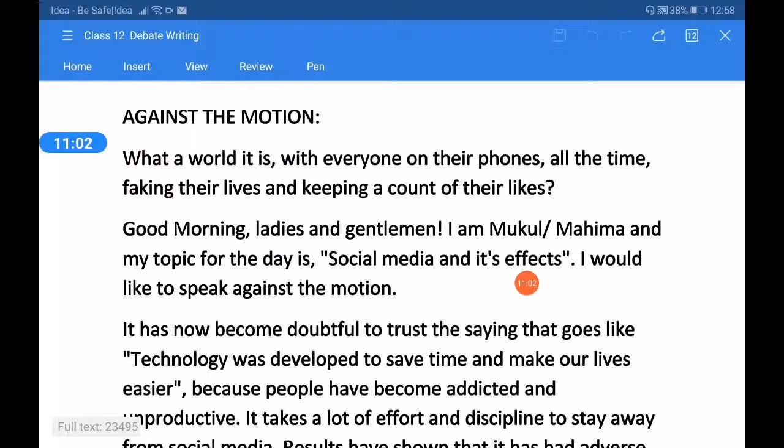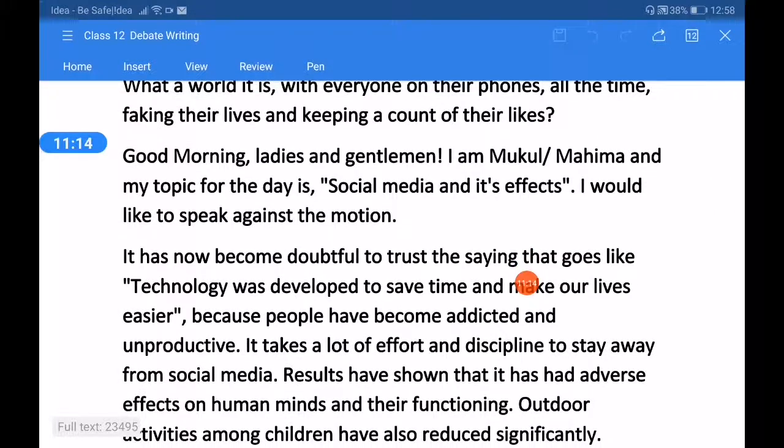Against the motion, the same topic. So, what a world it is with everyone on their phones all the time, faking their lives and keeping account of their lives. Good morning, ladies and gentlemen. I'm Mukul or Mahima, and my topic for the day is social media and its effects. I would like to speak against the motion.